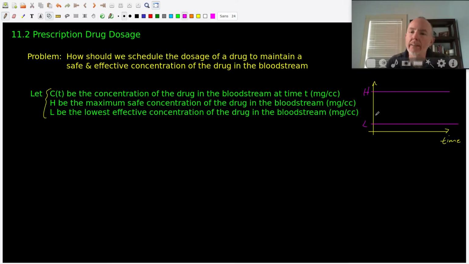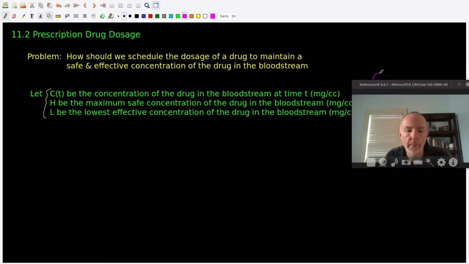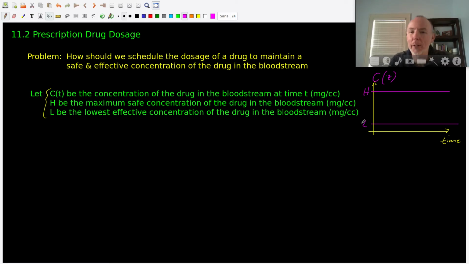So what that creates is an envelope. If we want the concentration of the drug in the bloodstream to be above L and below h, then we're going to have it somehow oscillating in here perhaps. So that's our job. We want to find what that function is.